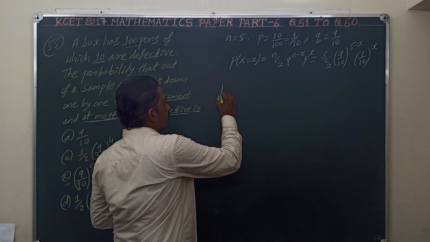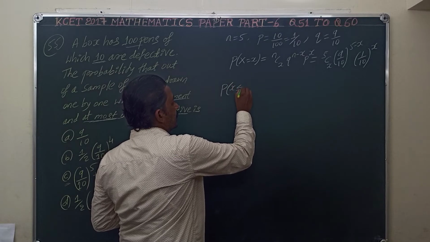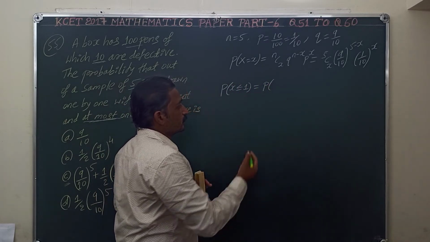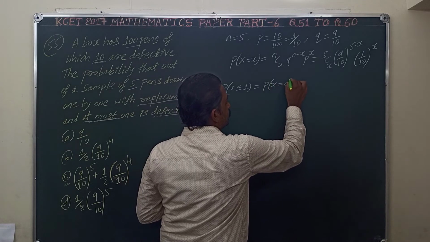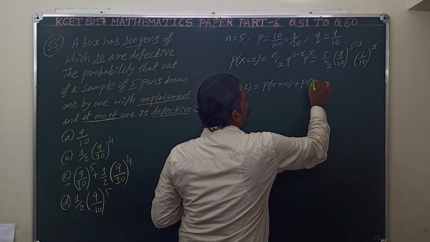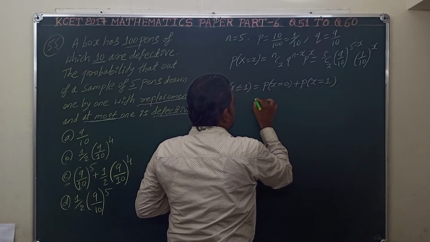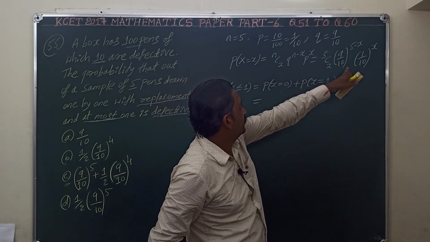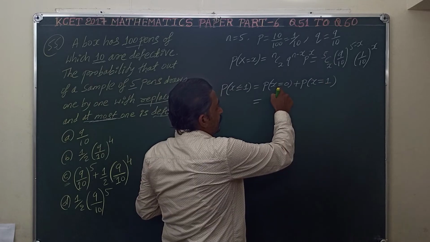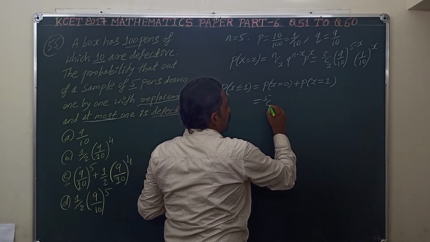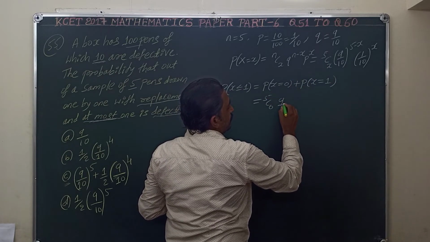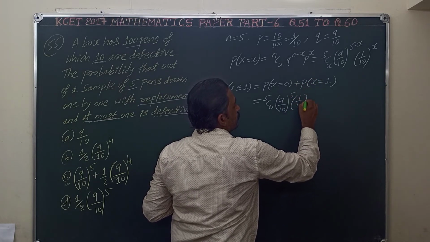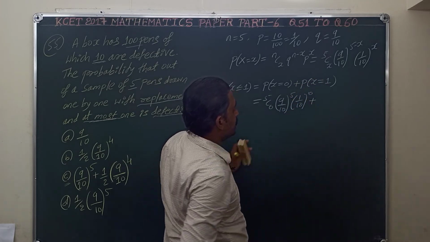At most 1 means the probability of X less than or equal to 1. So the probability of X less than or equal to 1 means the probability of X equal to 0 plus the probability of X equal to 1. Just put the x values in this P of X, we get the answer. X equal to 0: 5C0, 9 divided by 10 to the power of 5 minus 0, which is 5, 1 by 10 to the power of 0, and next put X equal to 1.